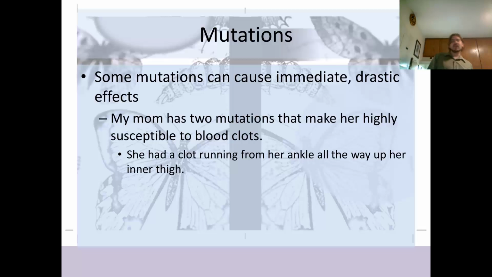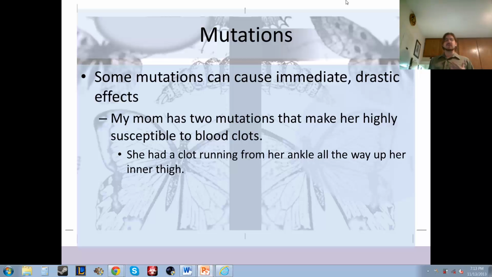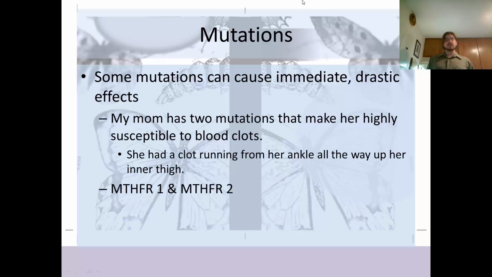The clot became what we call organized. A blood clot never goes away, but it can become organized, meaning that it's nice and smooth in the blood vessel, and it's flexible in there. So it's very, very little danger of the clot breaking loose. Those genes that gave her that are the MTHFR1 and the MTHFR2 genes, or as my mom calls them, the mother fur genes.